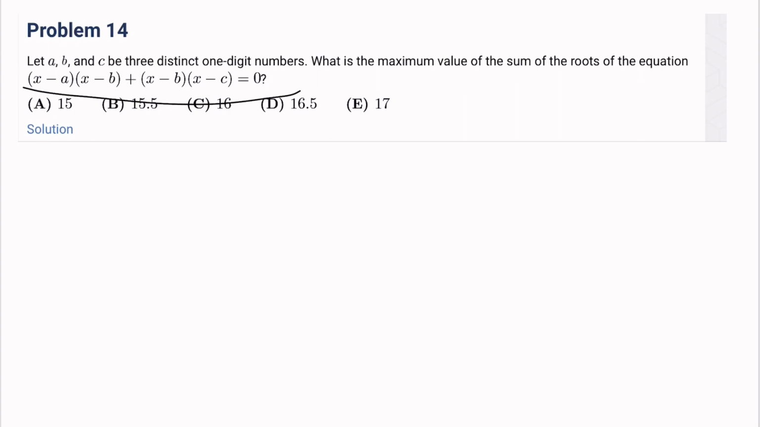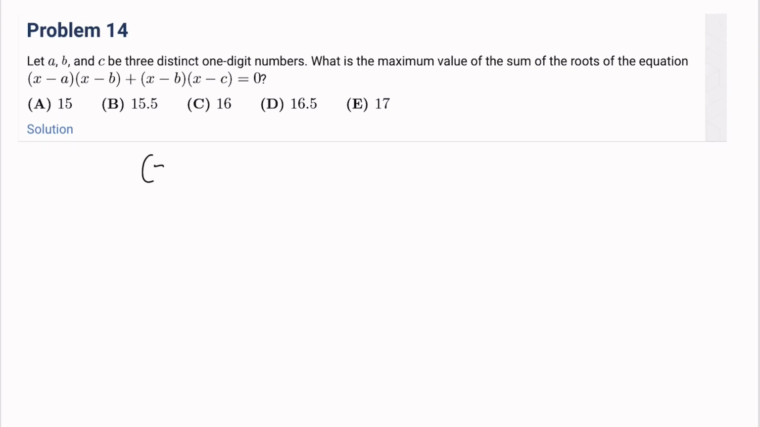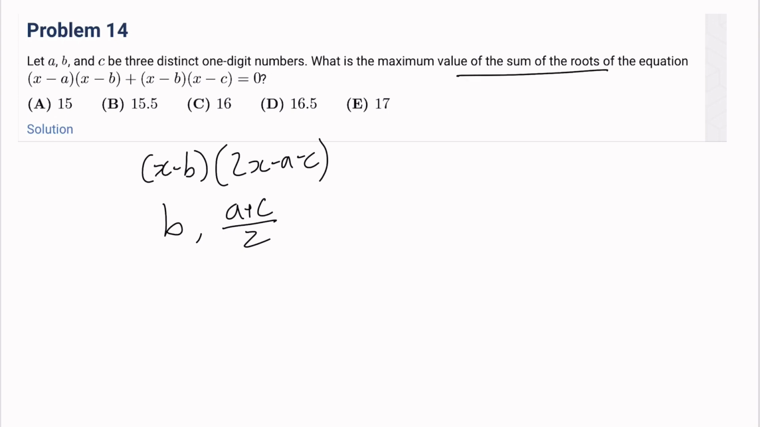This, right? Okay, so what we can do is take out x minus b, right? So that will give us x minus b times 2x minus a minus c. So our roots will be b and (a plus c) over 2, right? And so the sum of these roots would be b plus (a plus c) over 2, which would be (a plus c plus 2b) over 2, right?